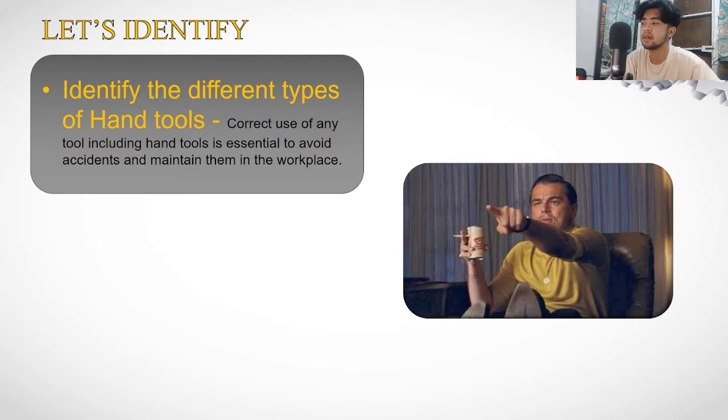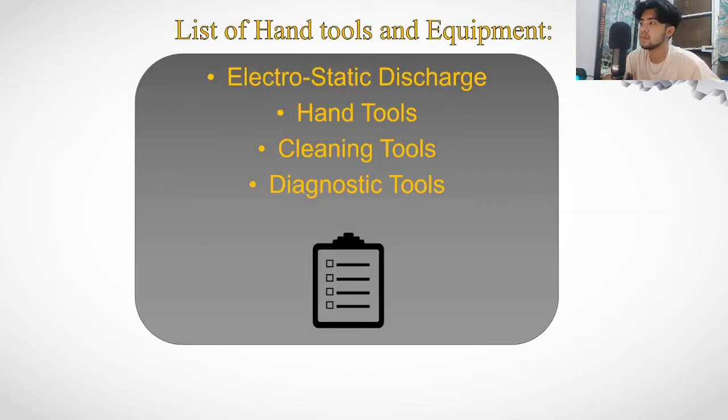Let's identify the different types of hand tools. Correct use of any tool, including hand tools, is essential to avoid accidents and maintain safety in the workplace. For this reason, it is quite important to understand the proper use of hand tools and get more information about every single one of them before starting to use them. So, here is the list of hand tools and equipment. First, we have electrostatic discharge. Second, we have hand tools. Third, we have cleaning tools. Lastly, we have diagnostic tools.